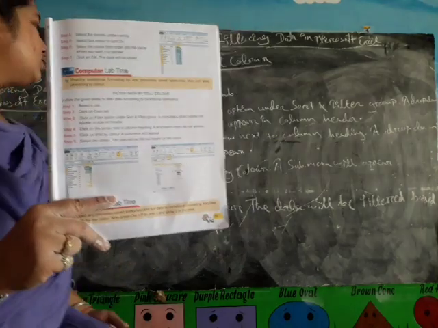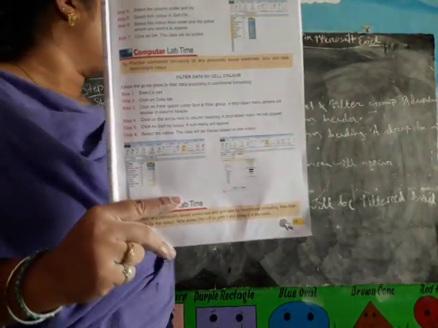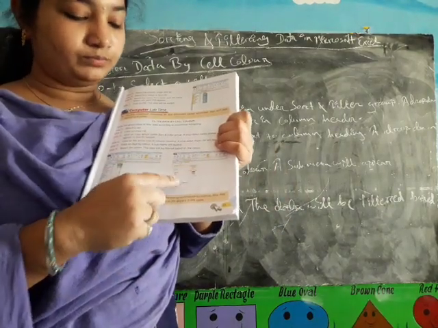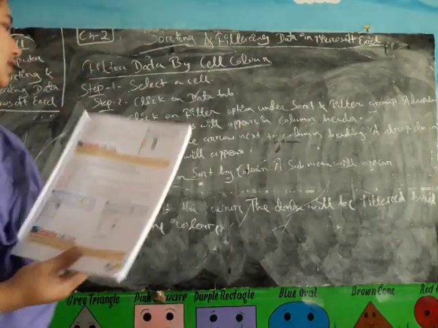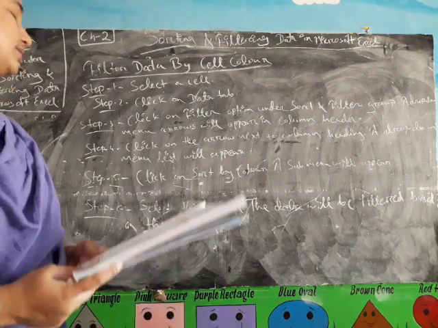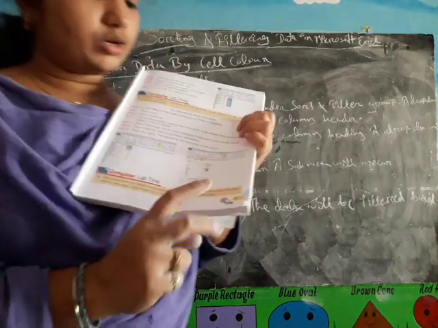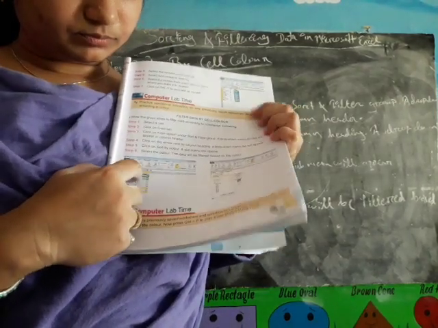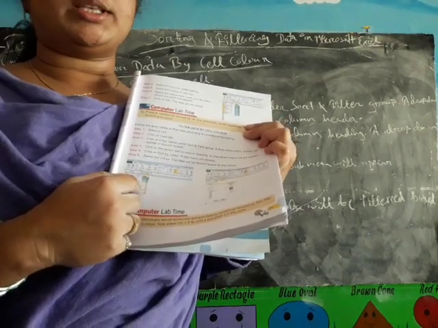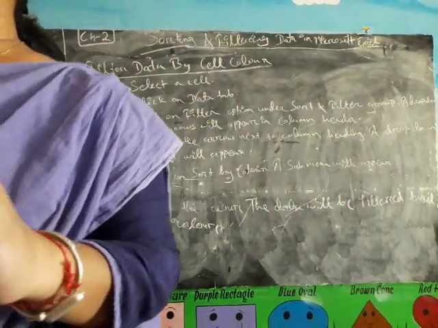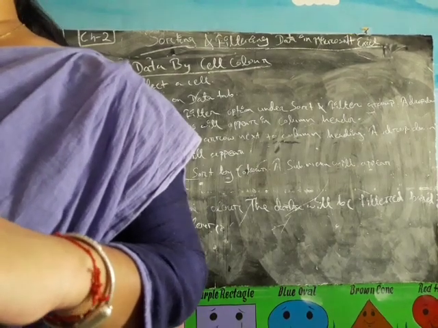After that click on sort by color. A sub menu will appear. Here is the sub menu. After the sub menu, select the color. The data will be filtered based on the color. Here whichever color we select, that color will appear like this, and the data is changed by the filtering. So this is all about filter data by cell color.